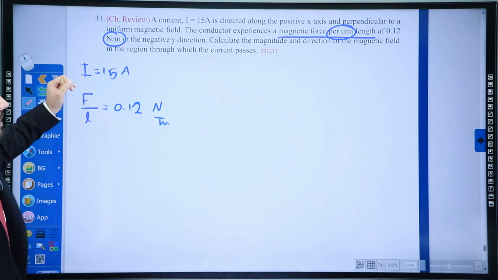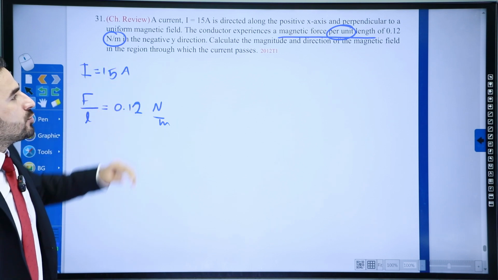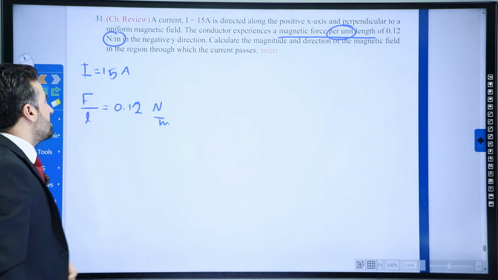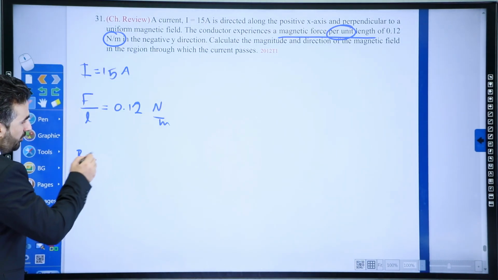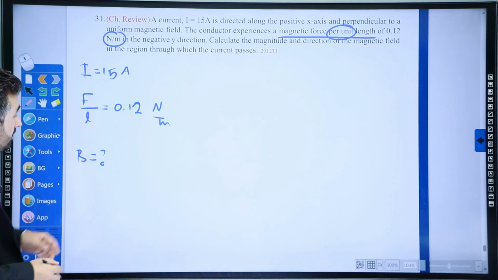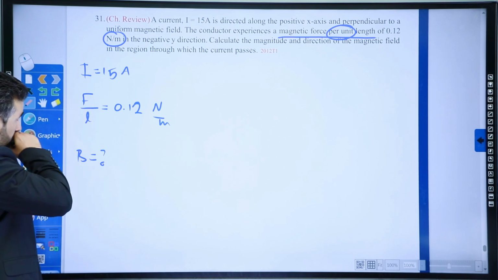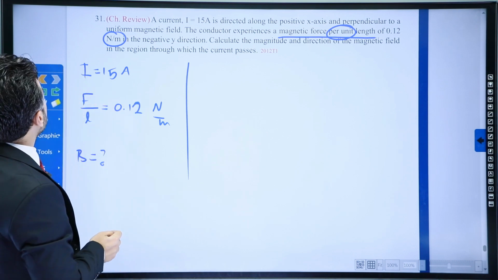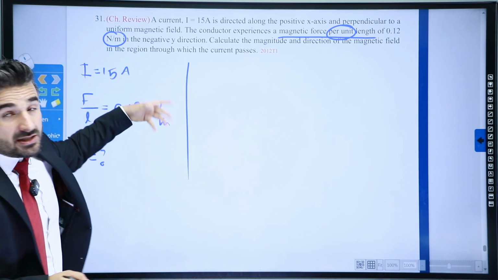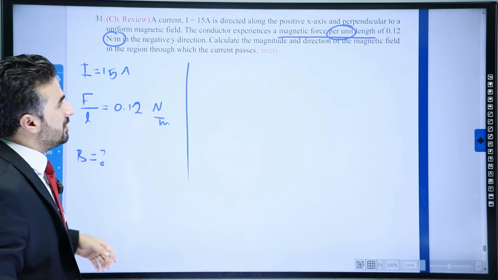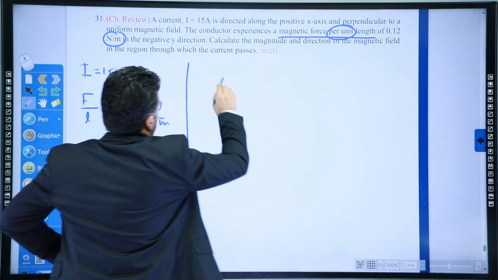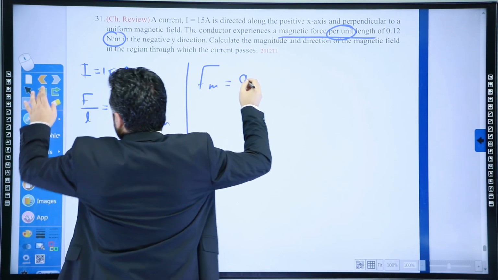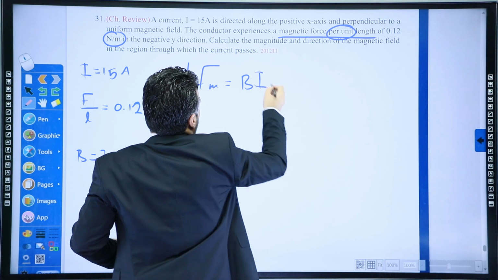All right, calculate the magnitude and direction of the magnetic field in the region through which the current passes. So we're trying to find B here, both magnitude and direction. We have a conductor, which is the same as a wire. So magnetic force for a wire is equal to B I L, yes?